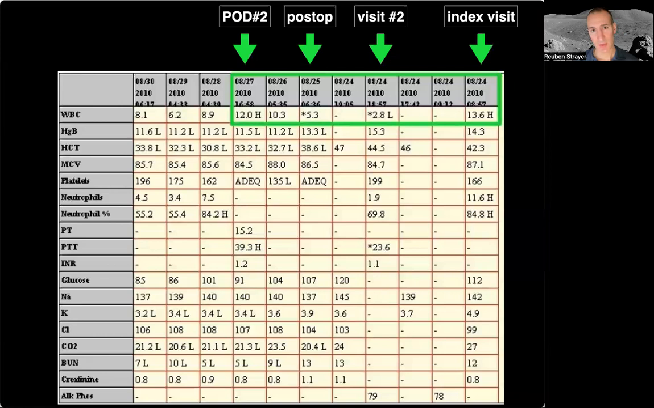Trending the white count from right to left, it's kind of interesting. When he was seen initially, he had a white count of 13.6. 10 hours later, when he came back with perforated appendicitis, his white count was 2.8. So in between those two times, his white count was normal. And then he got an operation, and he was in the hospital for a few days recovering. As you can see, the white count was normal post-op day one, and then on day two, look at that, another white count. I guess he got appendicitis again.